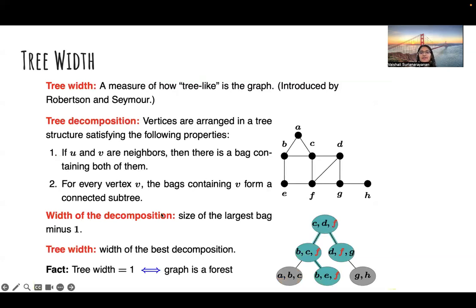Okay. And how do we measure how good a tree decomposition is? The width of the decomposition is the size of the largest bag minus 1. So the width of the decomposition shown here would be 3 minus 1, which is 2. And tree width is just the width of the best decomposition. Tree width equals 1 if and only if the graph is a forest. All right. You don't need to know the exact properties too much for the sake of this. Okay, cool.